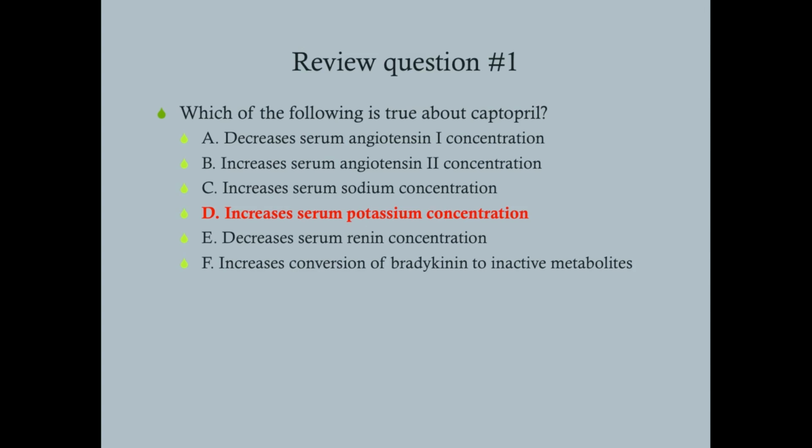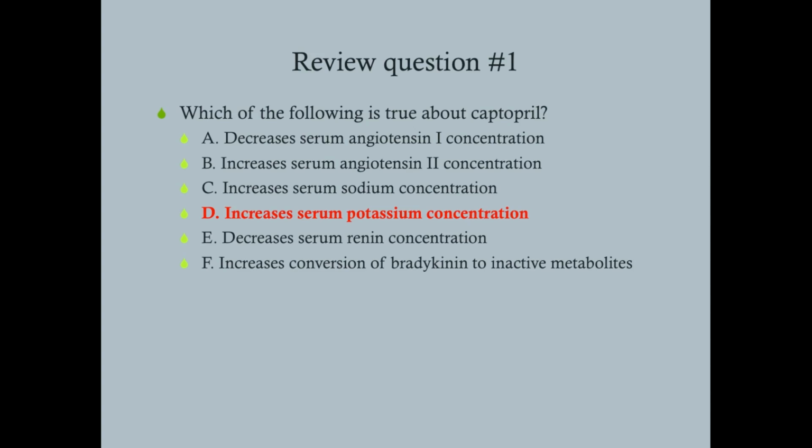What's captopril? Captopril is an ACE inhibitor. So what does an ACE inhibitor do? It inhibits ACE. What does ACE do? It converts angiotensin 1 to angiotensin 2. Now, if you lower blood pressure, and that is what ACE inhibitors do, can we agree on that? Yes. So ACE inhibitors lower blood pressure, and if you lower blood pressure, what's going to happen to your renin concentration? It's going to go up.